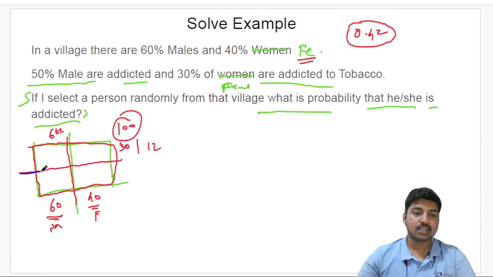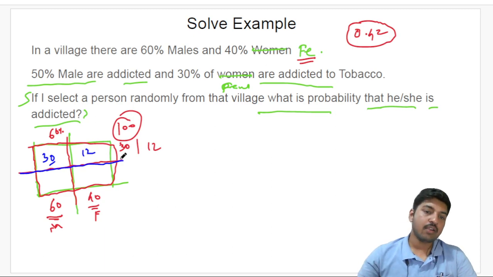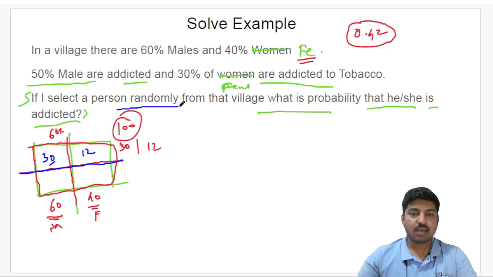Then the second partition is whether a person is addicted or not. Out of the males, 50% are addicted, so this is 30. And out of the females, 30% are addicted, which is 12, if I am not wrong. Yes. So now I have been asked: if a person is randomly selected from that village, what is the probability that he or she is addicted?